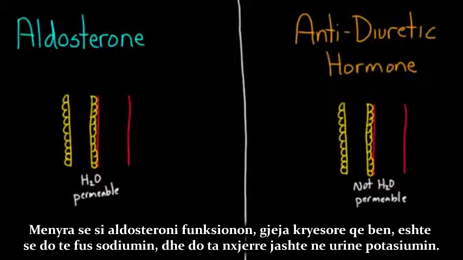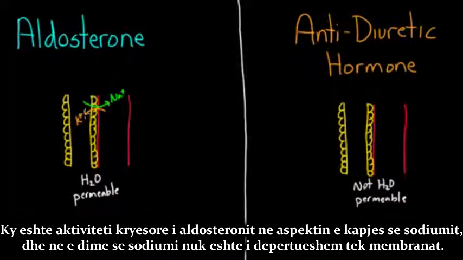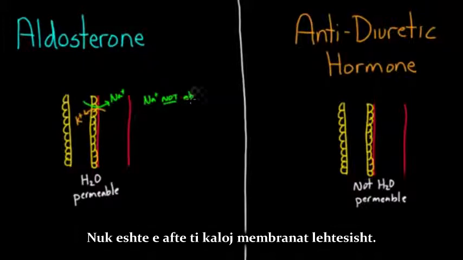And the way that aldosterone works, the main thing it does, is it's going to pull in sodium. And it's going to spit out into the urine potassium. And that's the main activity of aldosterone in terms of capturing sodium. And what happens is that sodium, we know, is not permeable to membranes, not able to cross membranes very easily.